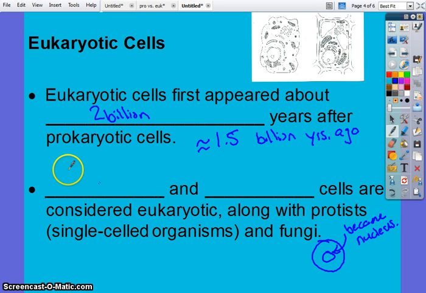We consider both plant and animal cells to be eukaryotic, and protists and fungi are also eukaryotic cells. Protists are single-celled organisms, and we'll get into those guys towards the end of this unit. Protists basically live in water and ponds, and they're single-celled, and they are pretty cool, and you'll get to see them through the microscopes later in this unit.